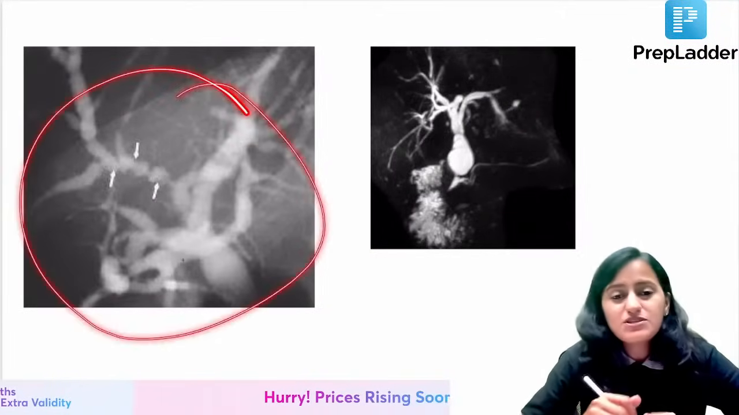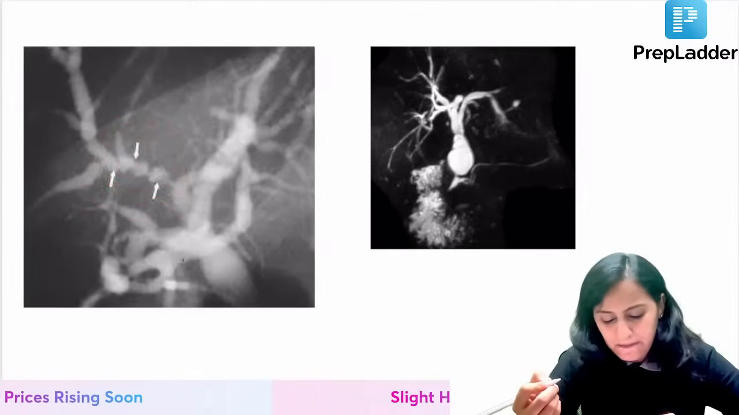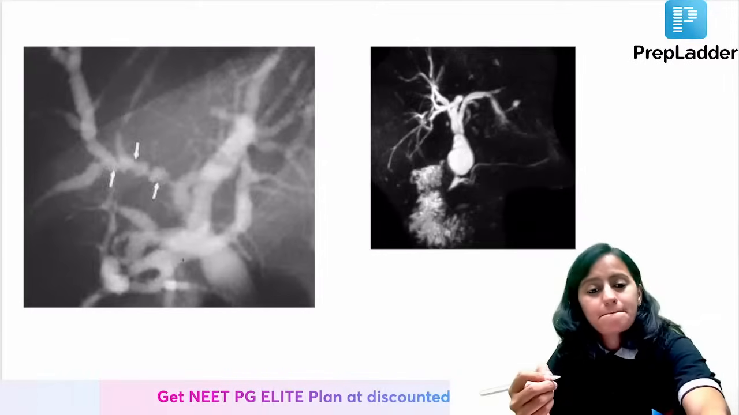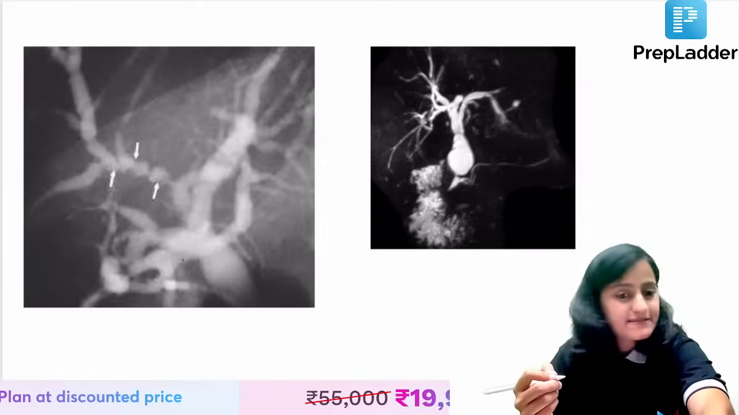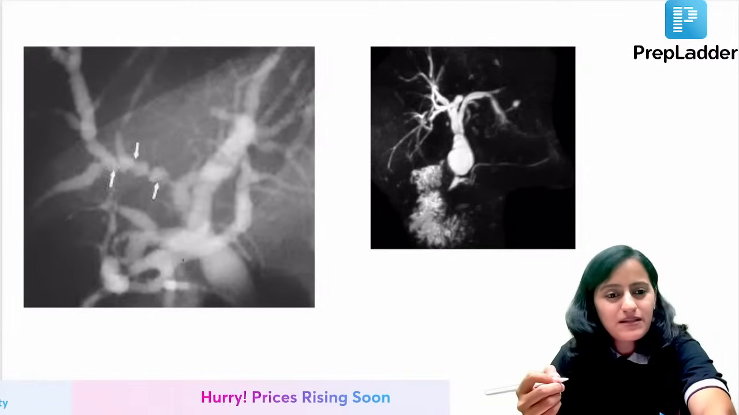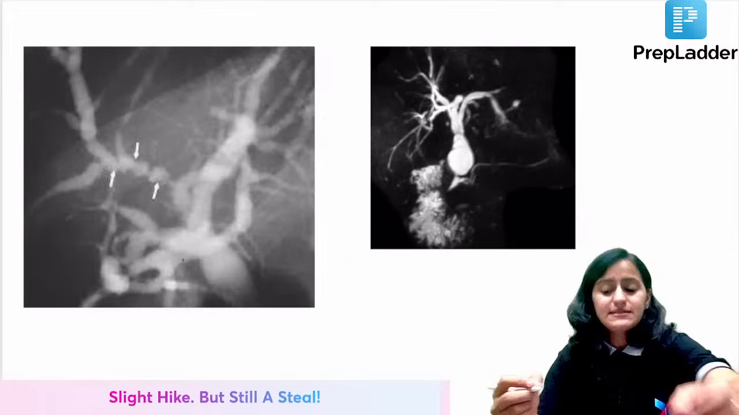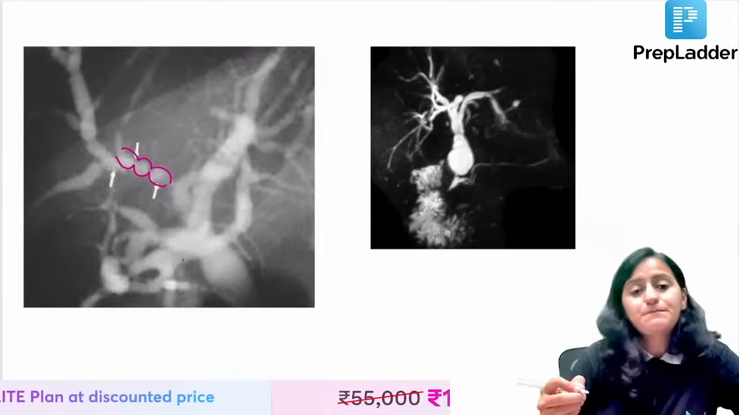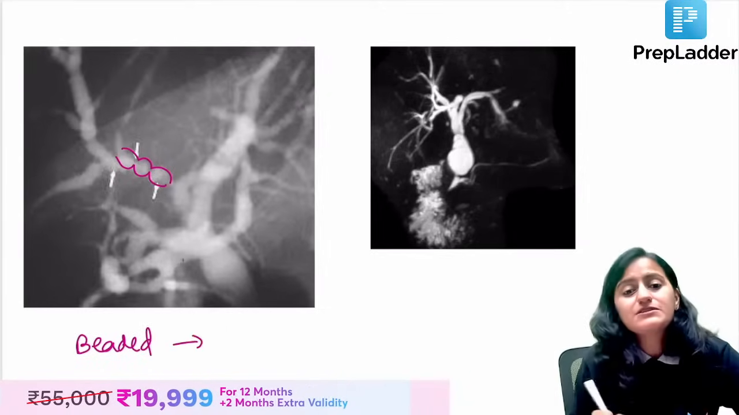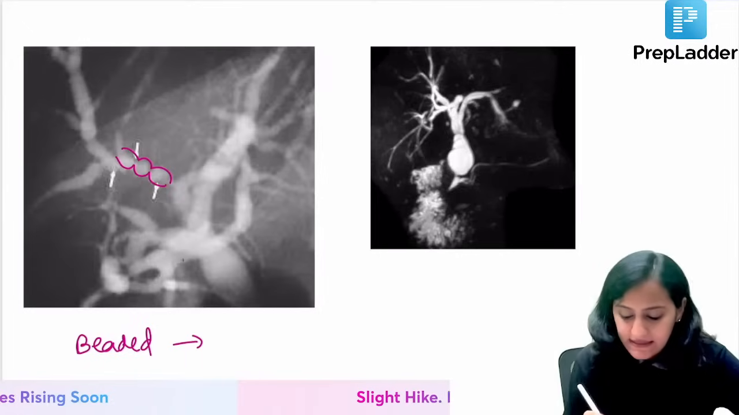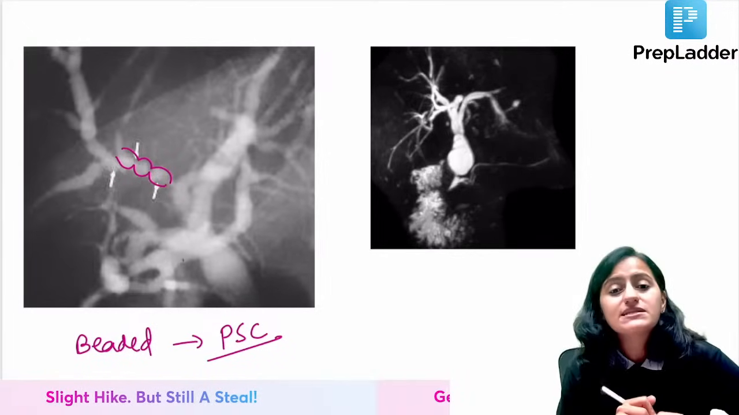This is the biliary tree which is shown here. What is this appearance of the biliary tree that you are seeing here? Yes, very good. The beaded appearance, right? The beaded appearance of the biliary tree, because of the fibrosis, strictures and dilatation. This is seen in primary sclerosing cholangitis.